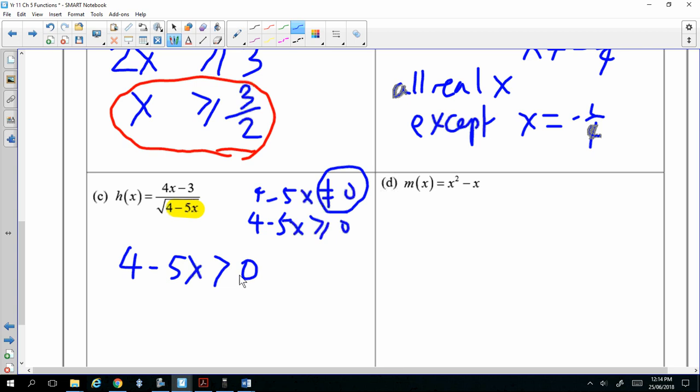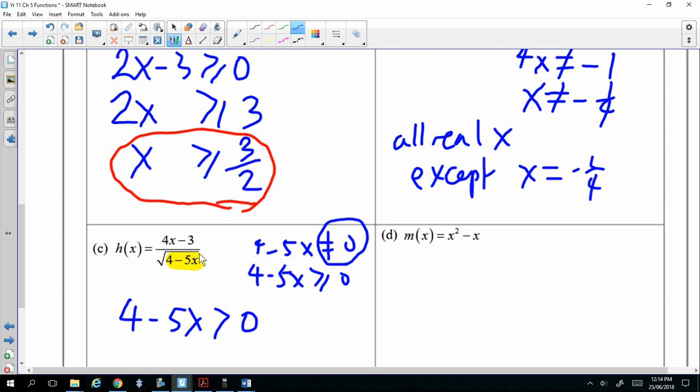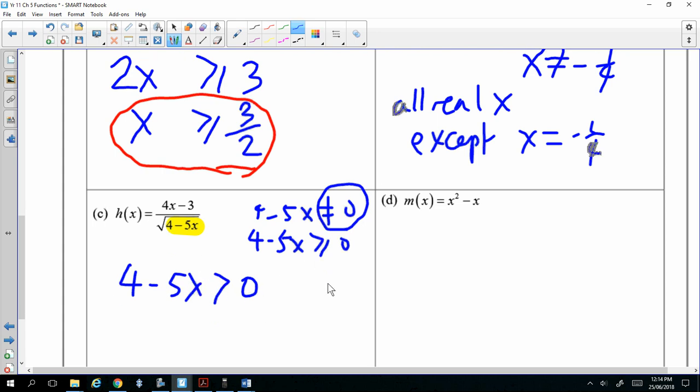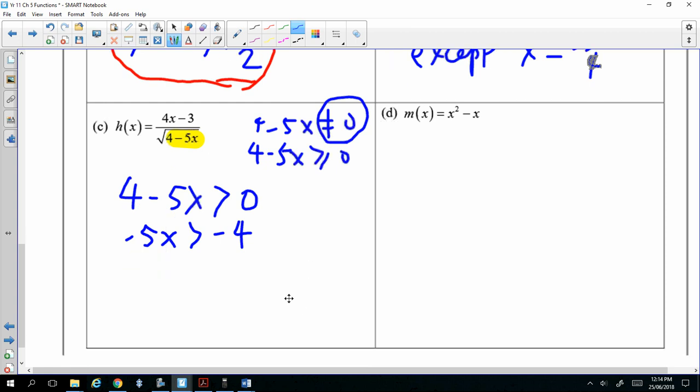See the difference between this one, where it's bigger than or equal to 0, but when it's in the denominator with a square root, you write 4 minus 5x bigger than 0 only, without the equal. So now let's solve for x. Write negative 5x is bigger than negative 4. And then you have to divide by negative 5. So write less than negative 4 over negative 5, which is x is less than 4/5. Okay?